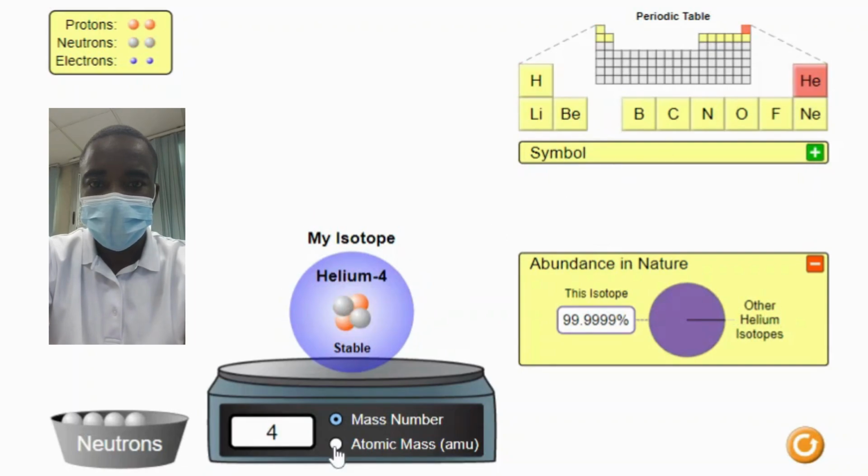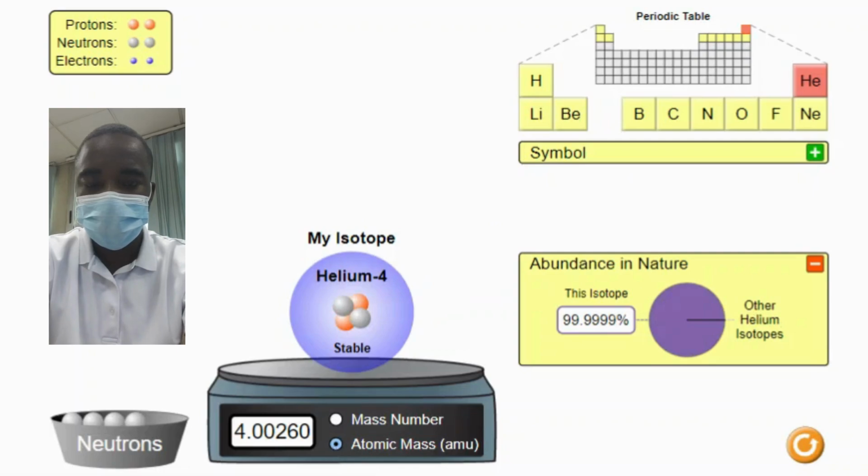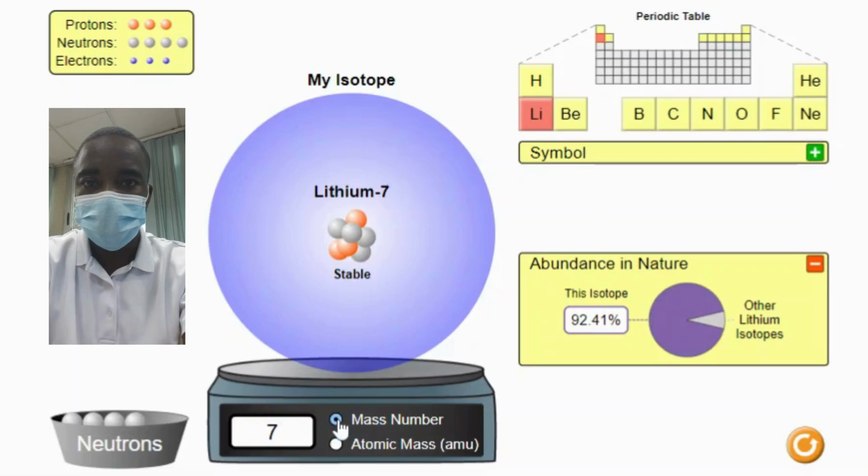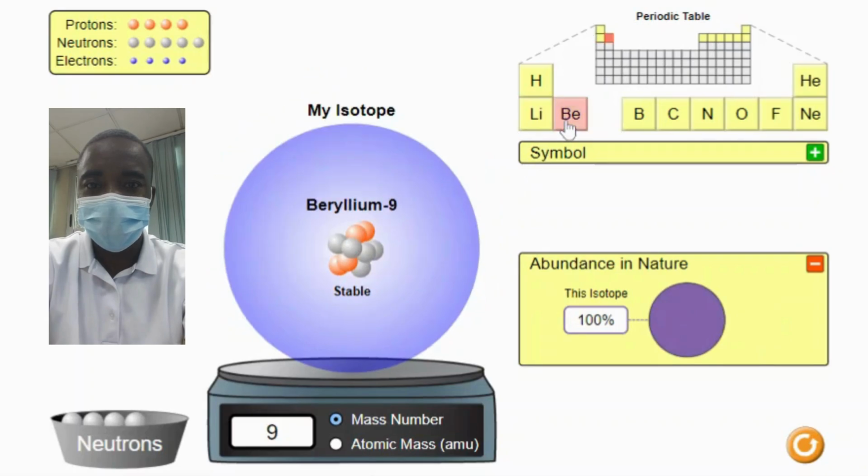The simulation allows students to build isotopes, investigate their atomic mass, mass number, and relative abundance, create mixtures of isotopes, and compare their mixtures to actual isotopic compositions. Isotopes are variants of a chemical element that have the same number of protons but different numbers of neutrons. The simulation begins by introducing the concept of isotopes, explaining how they differ in their atomic mass and mass number due to the variation in the number of neutrons.